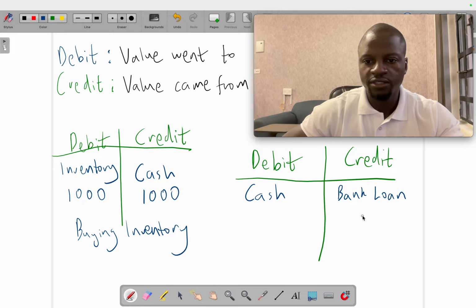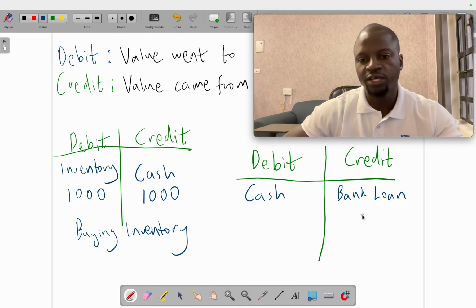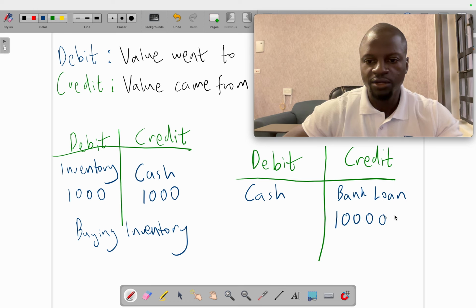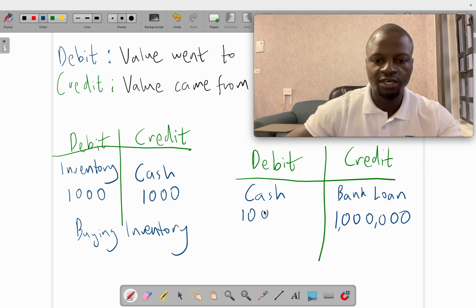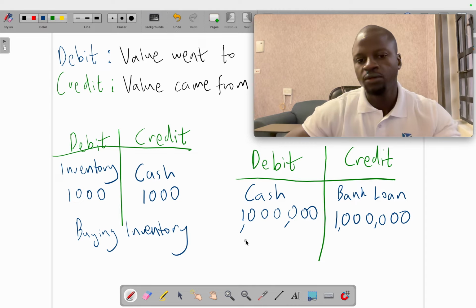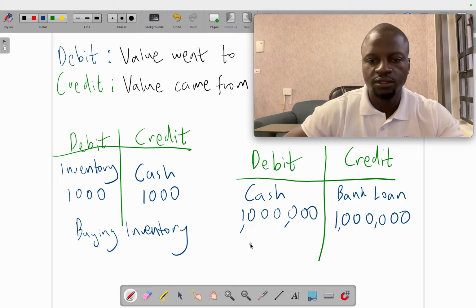So since the value is coming from the bank loan, that's why it's on the credit side. And if it's going to end up as cash, that's why it's on the debit side. So the bank loan, you're going to take 1 million in value from the bank loan side, and this is going to end up as cash. So that's a complete record. We have shown that cash came from a bank loan that the business took.